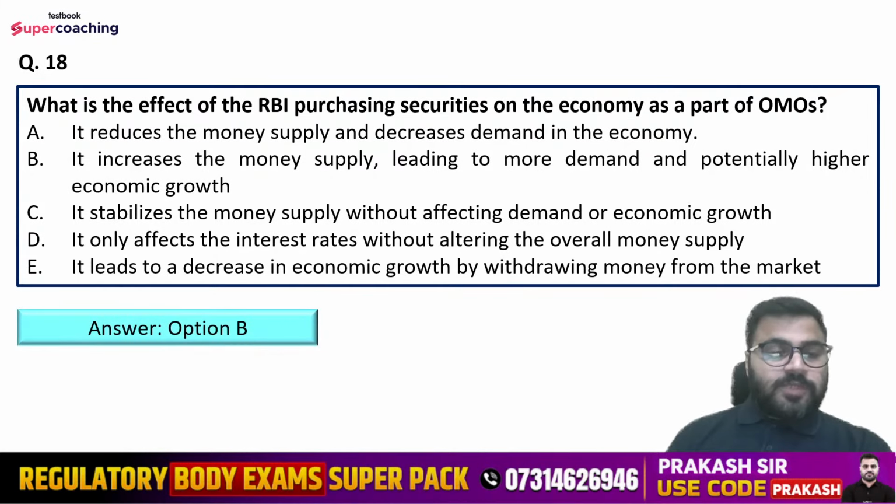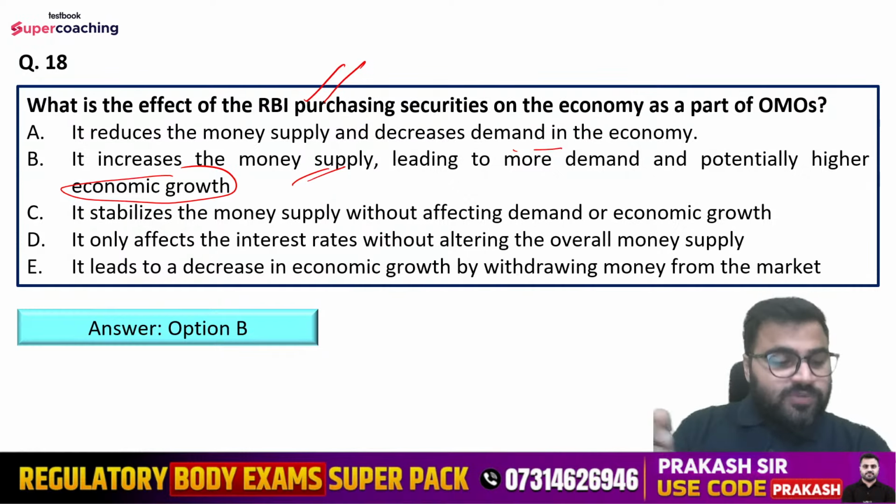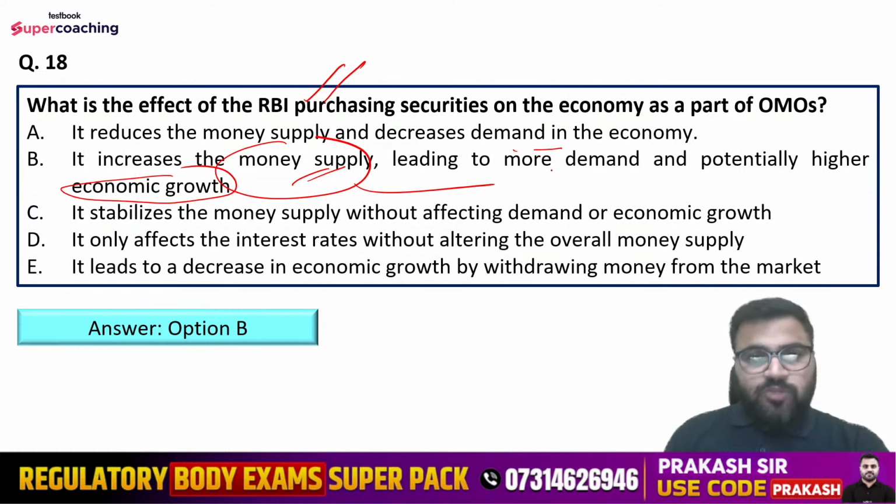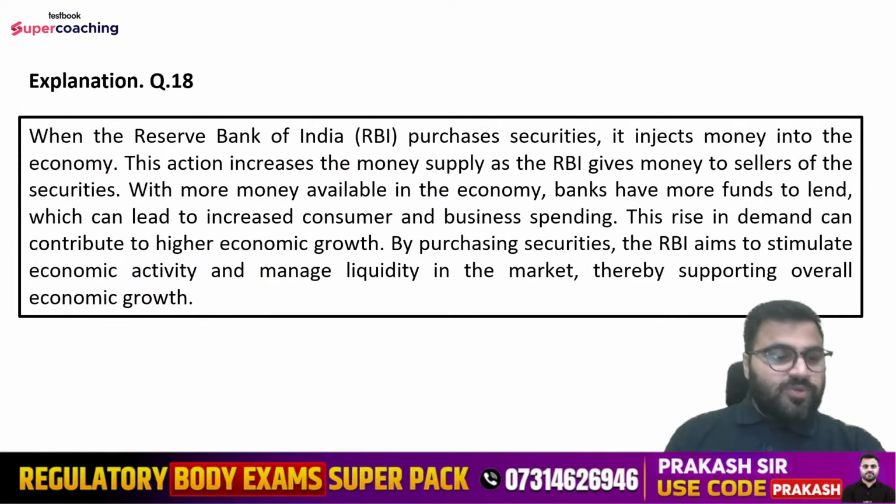So the right answer is option B, that is, it increases the money supply, leading to more demand and potentially higher economic growth. Whenever RBI is purchasing securities, RBI would be injecting funds into the system, and when funds are higher, it will increase the money supply, and that will lead to more demand and potentially higher economic growth. Got it.